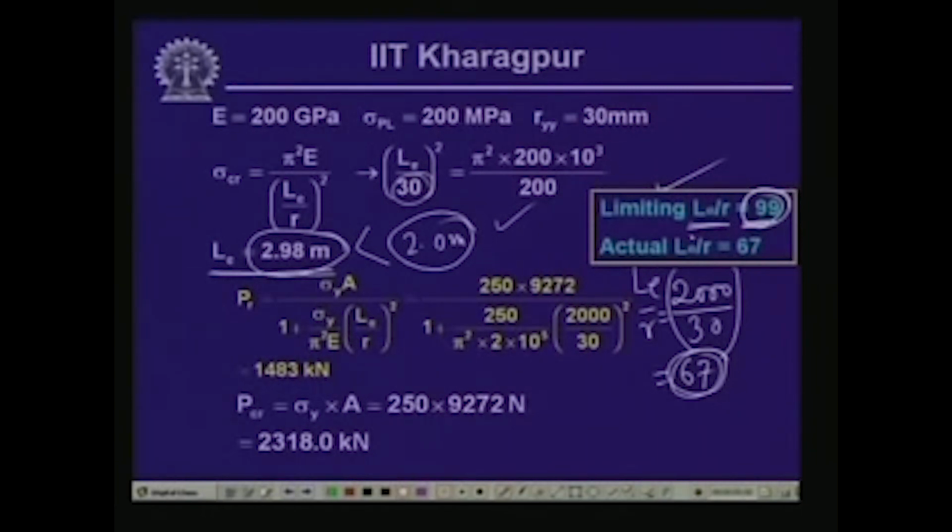So, the option we have is to look into whether this member fails by yielding, that means it reaches the yield stress value, then the value of the critical load will be the yield stress multiplied by the cross sectional area, which gives us a load of 2318 kilonewton. Now, if we consider this as in the intermediate range, that means it may fail in a combination of buckling and yielding. Neither in the buckling range, because we cannot apply the Euler's load formula, nor in the short column range where it goes to yielding, that is sigma y times A, that is the other limiting value.